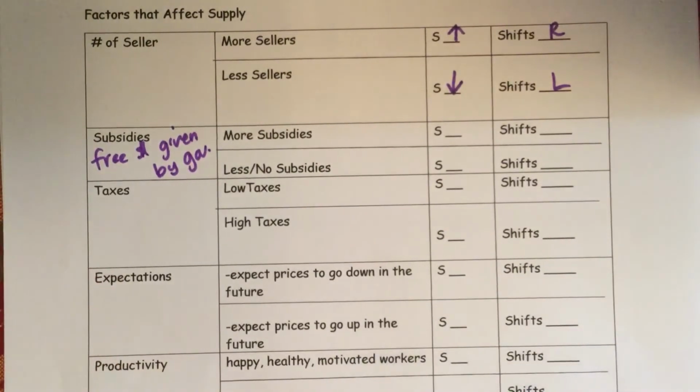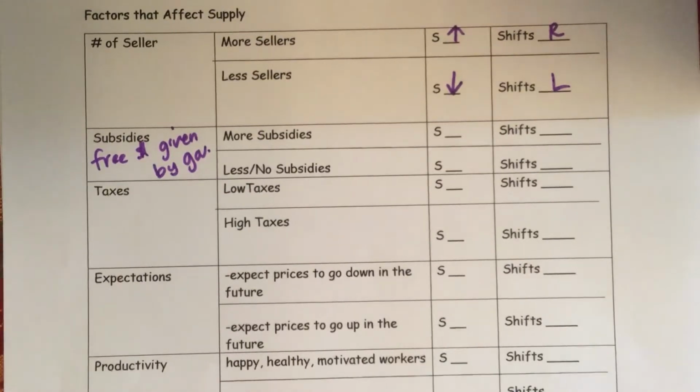Just to backtrack a little bit, in production there are 4 factors of production: land, labor, capital, and entrepreneurship. When you have more money as a producer, then you can buy more of these resources to increase your production. So if you have more money, you're going to produce more. If you have less money, you produce less.